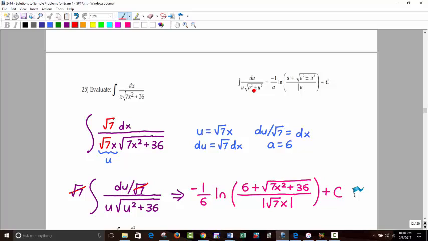So for this particular problem, a squared plus u squared is the same thing as u squared plus a squared. The order doesn't matter. But it does for subtraction. So you see, even though that has a squared plus u squared under the radical, that still fits this radical right here. So u would be square root of 7x, so du is the square root of 7 dx. So I divide by the square root of 7.